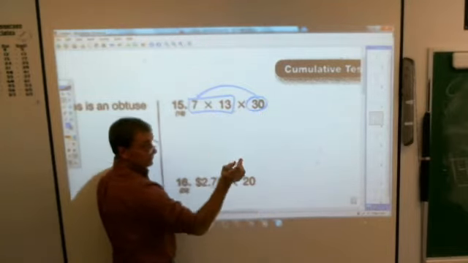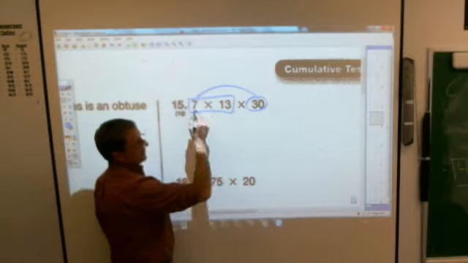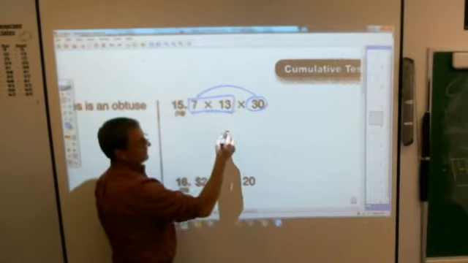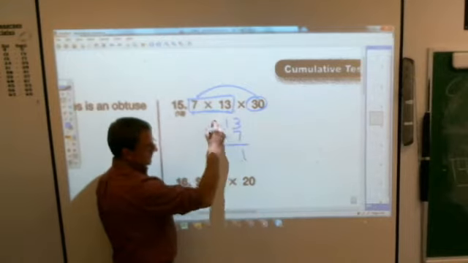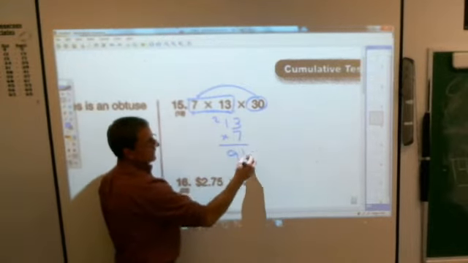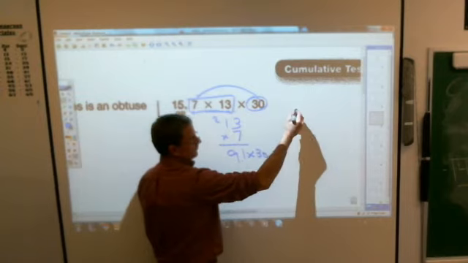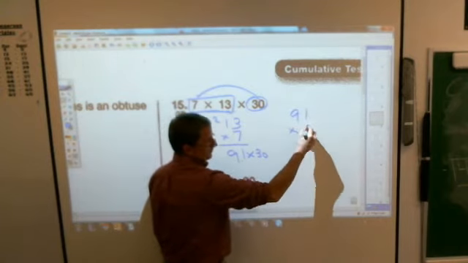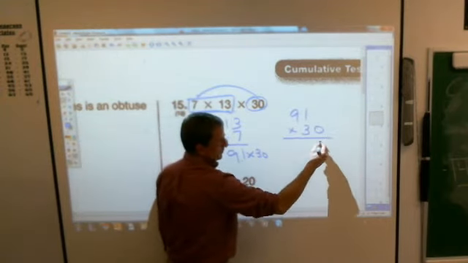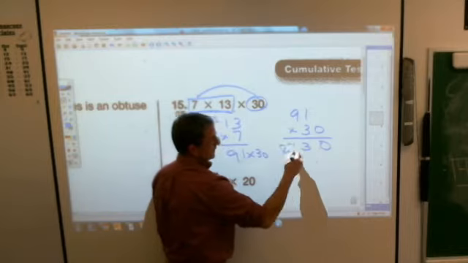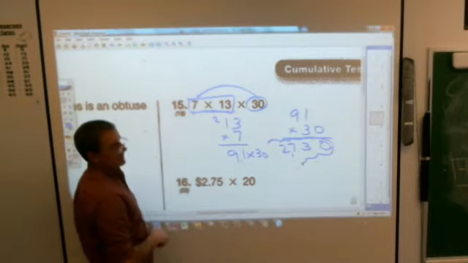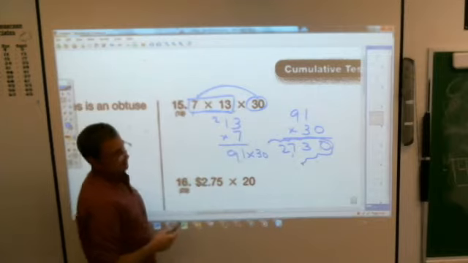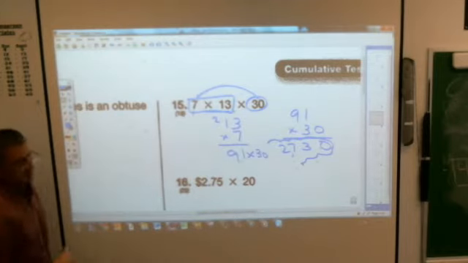So tomorrow when you do this, make sure you do these 2 first. The ones that don't have the 0, multiply those together first. 13 times 7 is 91. And then 91 times 30 we've done before because you just hang out the 0. And that 0 comes down and you get that. Okay, so I would definitely multiply the ones that don't have the 0 at the end first because it'll make your life that much easier.